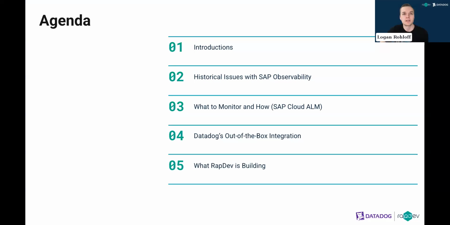So high level agenda for today, we're going to do some quick introductions. We'll be discussing some of the historical issues with SAP observability, what to monitor and how, and the usage of Cloud ALM with SAP. We'll cover what Datadog provides out of the box in regards to SAP monitoring, and then we'll dive a little bit into what RapDev is currently building to get some additional telemetry out of SAP and into the Datadog platform.